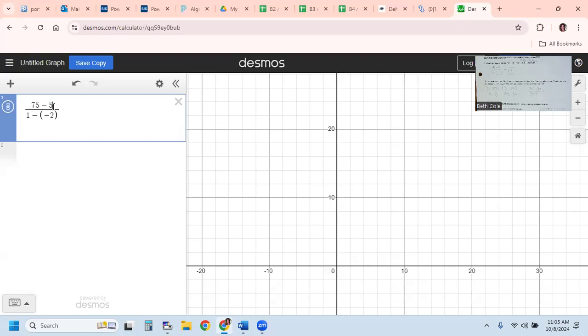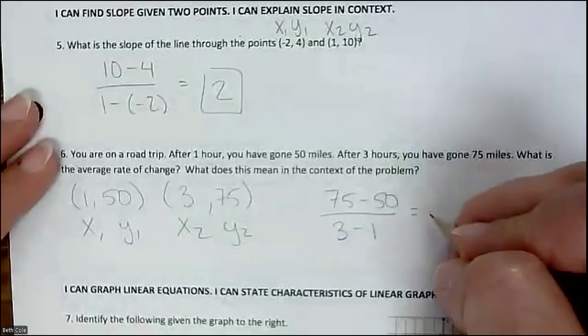Double check me because I'm not typing very well today. There, is that typed right? Yeah. Okay, what's our answer? 12.5 is our answer.